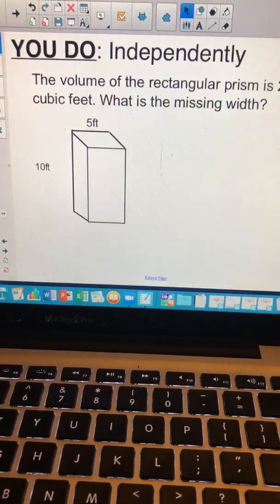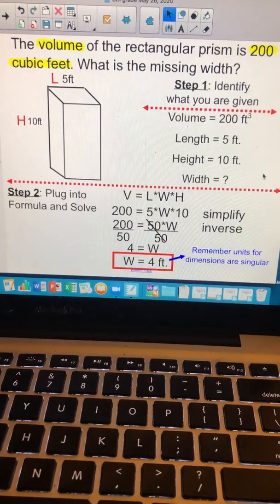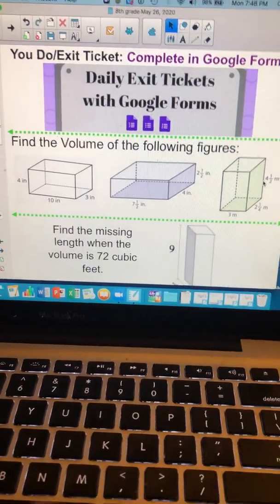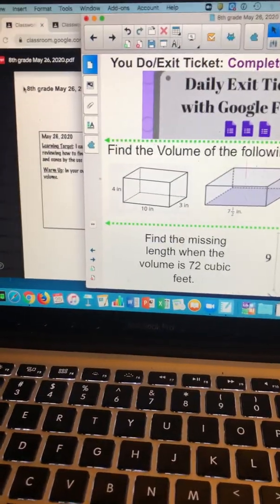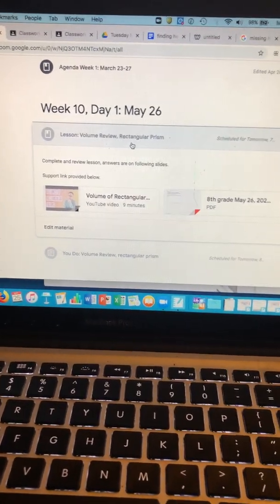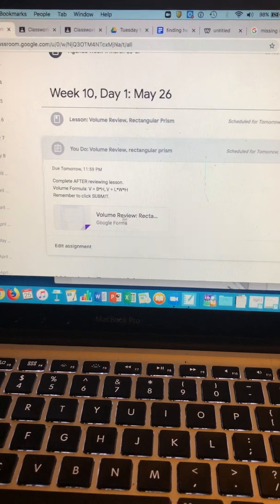All right, that's pretty much it. Here's another example for you to try on your own. Write down the information you're given, plug it in, and solve. Once you're done going through the lesson, there's an exit ticket for you to complete today. 3 of the problems, I believe, are on just calculating volume of a prism, and then the other 3 are finding a missing dimension. So that's located right here.